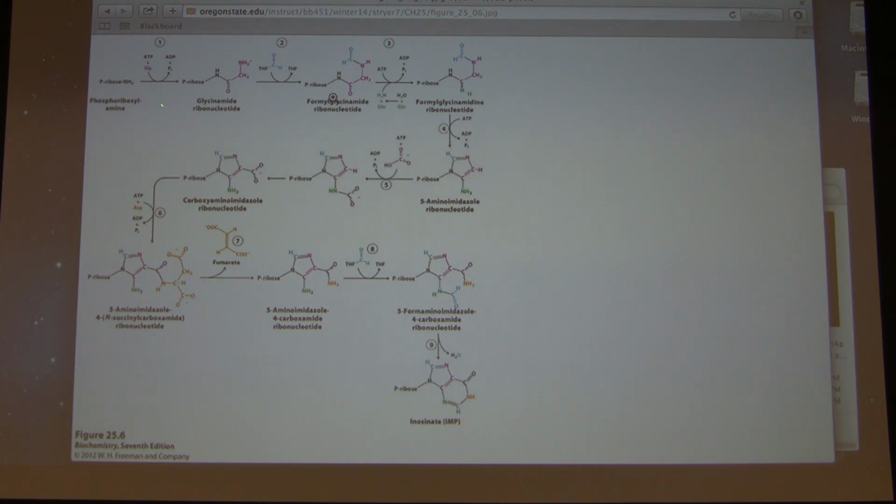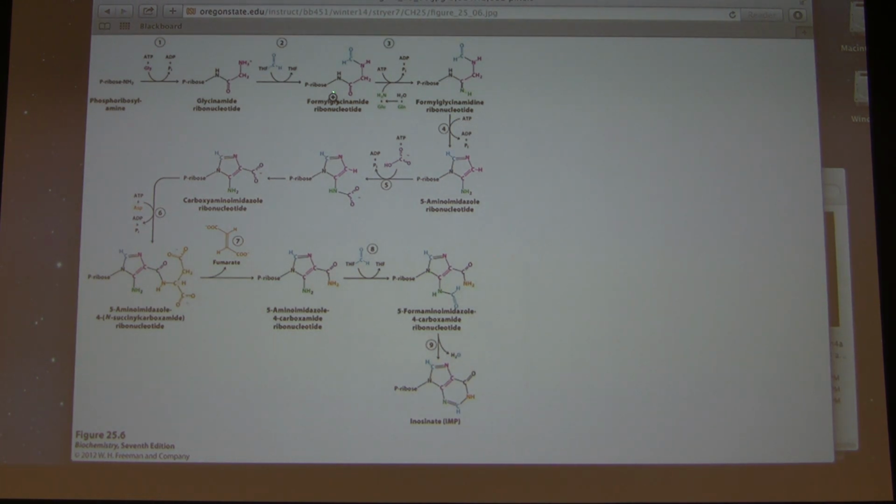We see that on this ribose ring, and remember here's ribose in every case attached, the ribose ring starts out with just an amine, and then we start seeing parts of the structure growing, growing, growing. Finally, we end up with something that starts to look like a purine nucleotide. So this is being built onto the PRPP, built onto the ribose ring.